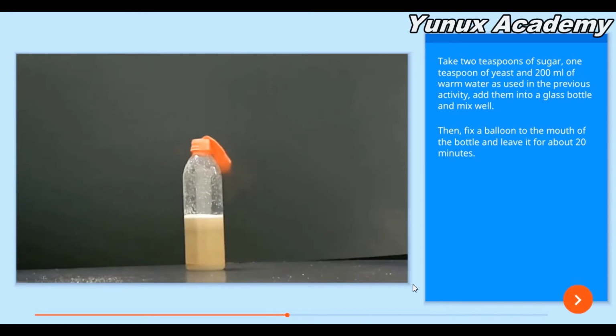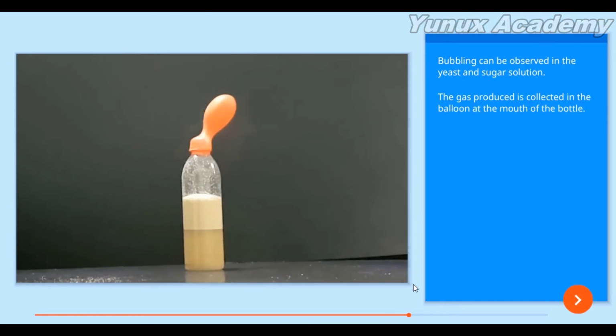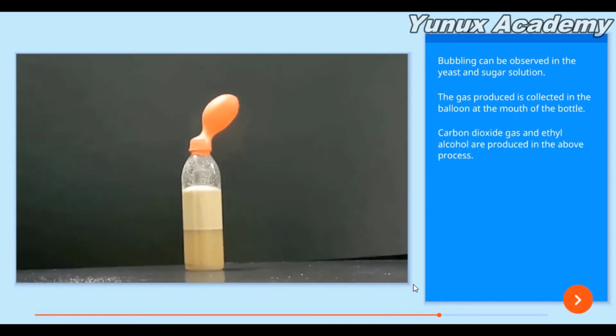Here, you can observe that bubbling produces a gas from the sugar solution, and the balloon fixed to the bottle gets inflated gradually. Hence, you could understand that a gas is produced due to the activity of yeast on sugar solution. As a result of this gas emitting, the balloon inflates. The gas produced in this process is carbon dioxide, and the reason for the odor of alcohol is the ethyl alcohol produced in this process.